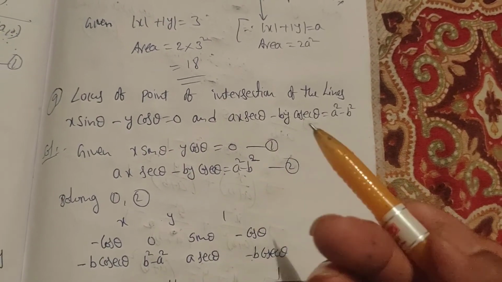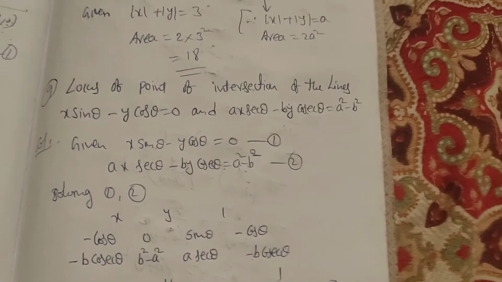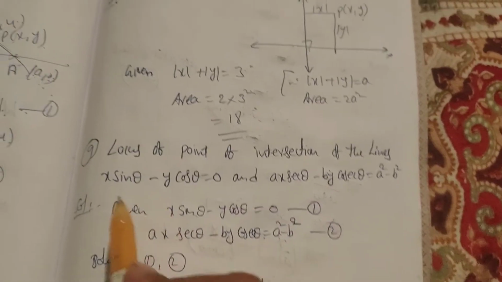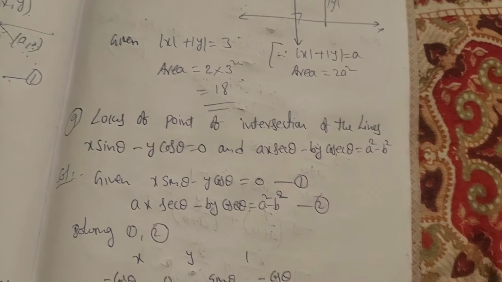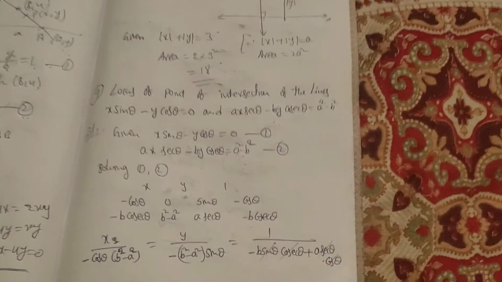Okay, eliminating theta. Already these model problems we have in 10th class also, eliminating theta. But we will discuss again. How to eliminate means we have to solve these two equations. Automatically theta will be eliminated, and we will get the relation in terms of x and y. So how you will get, once you see.